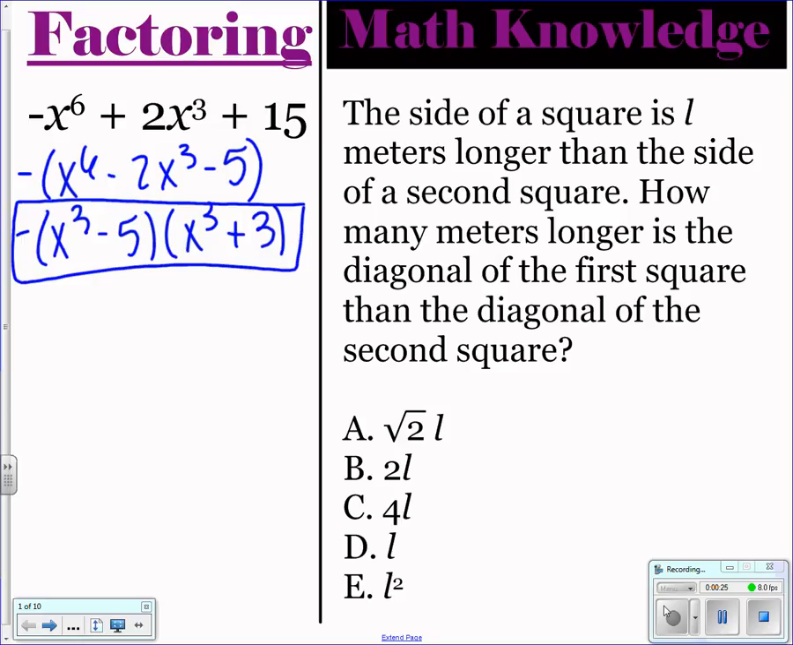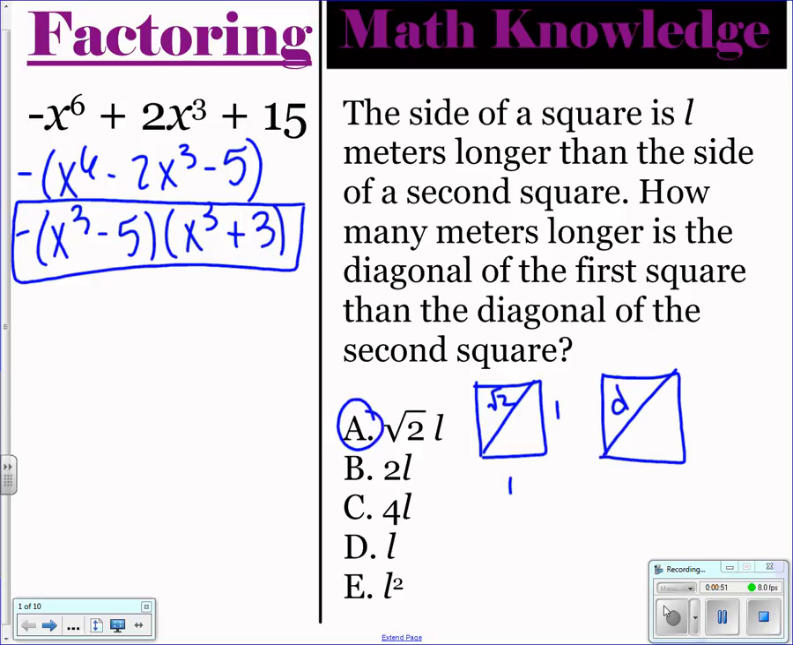For the math knowledge question, we've got two squares. One, I'm going to pick sides of 1, 1 and square root of 2. And then the other one is a square that is L meters longer. And we want to know, how does the diagonal get changed? Well, the diagonal is going to be the square root of 2 times L meters longer, because you just multiply your diagonal by the square root of 2 times L to get the next one.